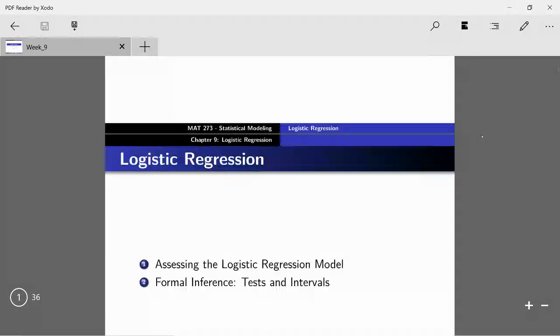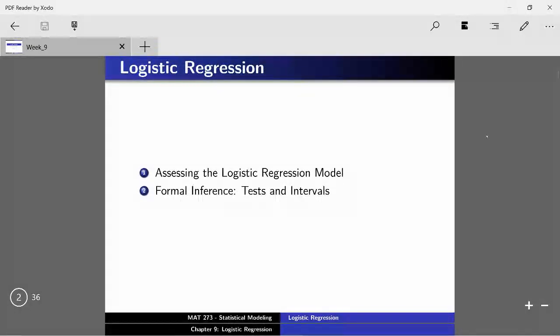So today we're going to talk about some assumptions that are necessary for our model, how to assess if our model is fitting the data well based on these assumptions, and how to conduct formal inference using hypothesis testing and confidence intervals regarding coefficients for our model.